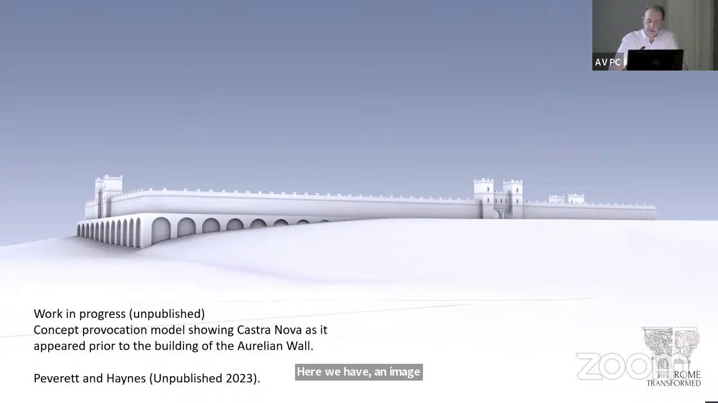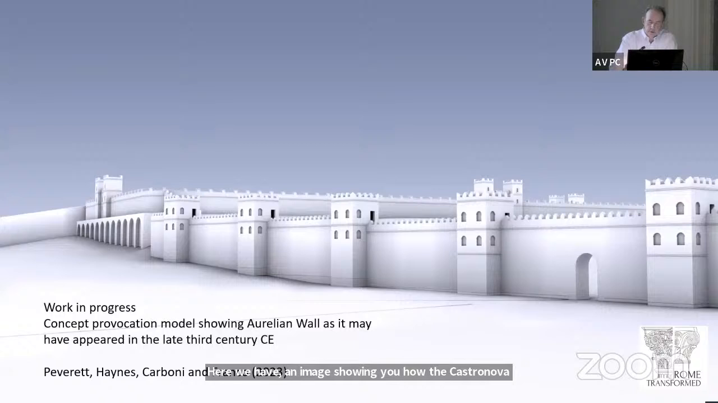Here we have our visualization based on a comprehensive reassessment of the evidence of the area of the Aurelian Wall through to Porta Asinaria. The last person to have done a comprehensive visualization of this structure was Sir Ian Richmond. So I think that is quite a conspicuous feature in the landscape, one that changes the way people approach the city of Rome.